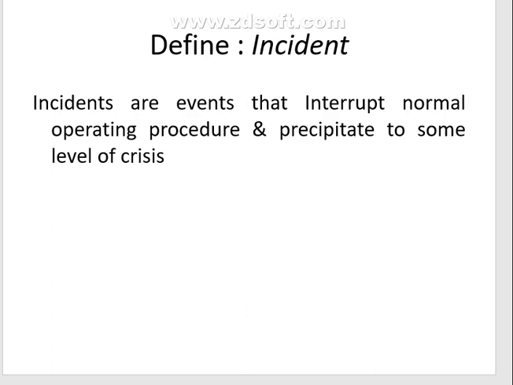So the moment I hear the word incident, in other words, it's simply something that disrupts the normal flow of activities within an organization or within a system, and then that event has to precipitate some level of crisis. So basically, that is an incident.